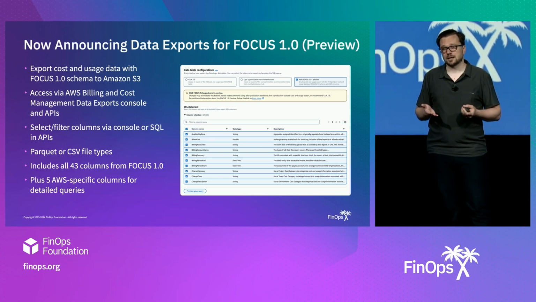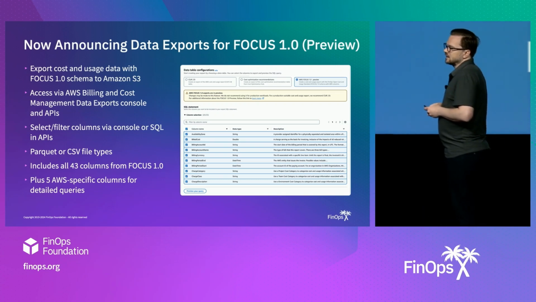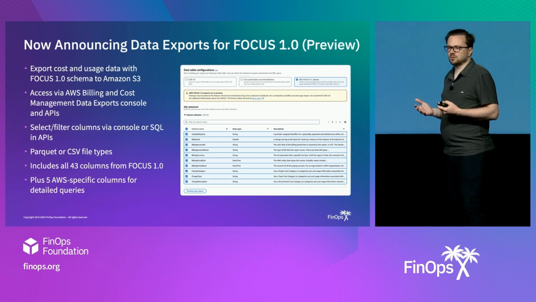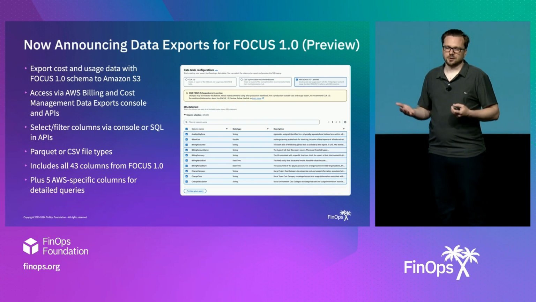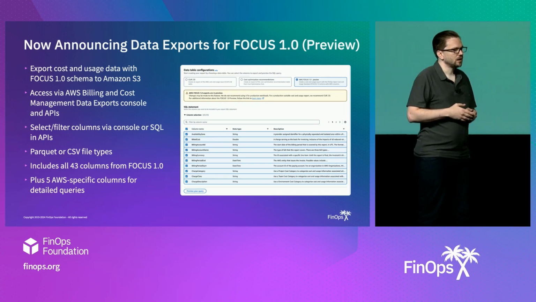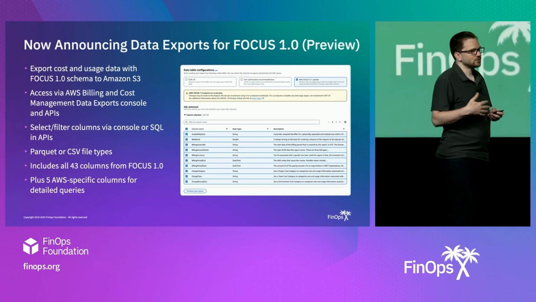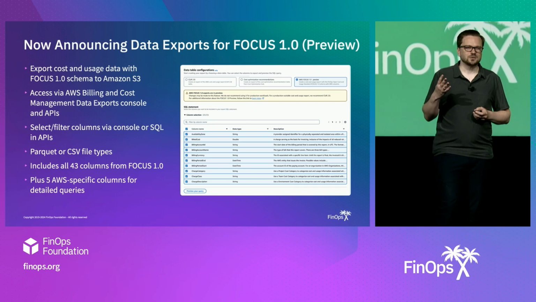There's a lot of people out there that are absolute experts in SQL query language, and if that's your more natural and comfortable way of addressing data, you can use SQL to configure all of your columns and filters. So you can get this via CSV or Parquet files. It includes all 43 columns that are in the Focus 1.0 standard. We also added 5 additional columns. 4 of these were columns that we thought would benefit everybody.